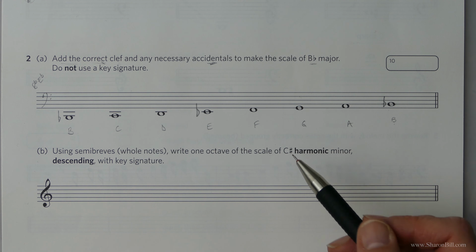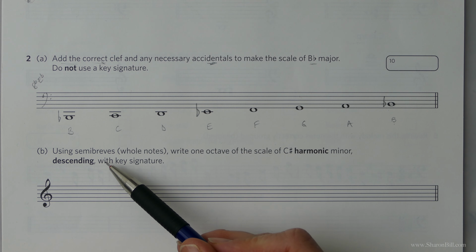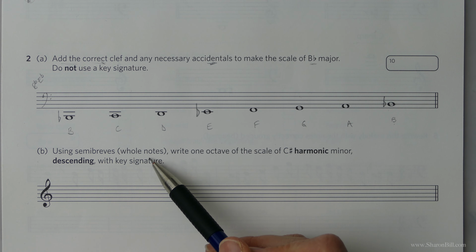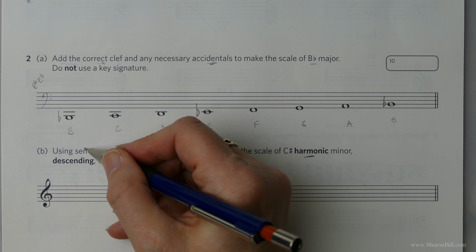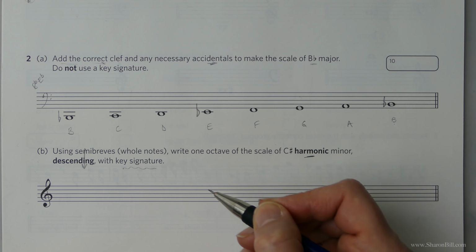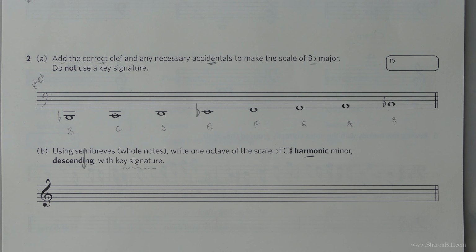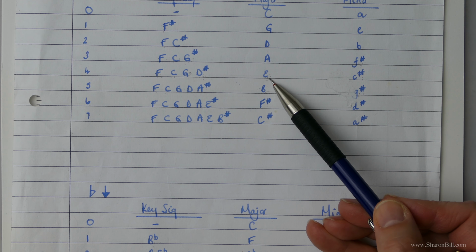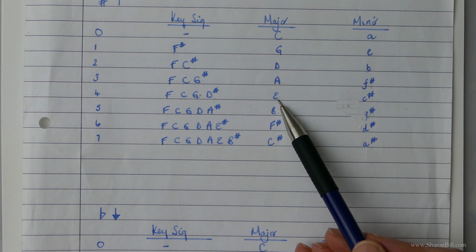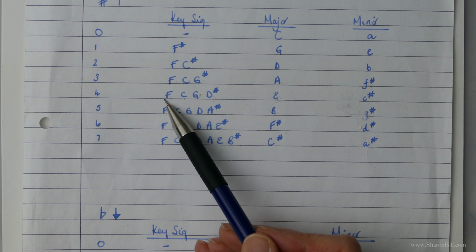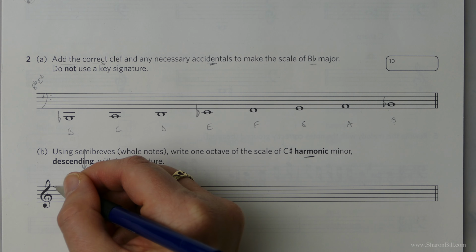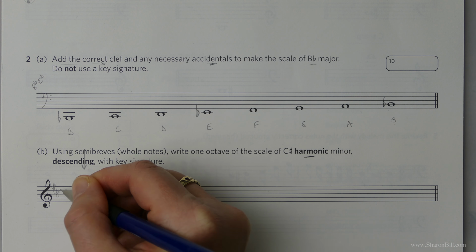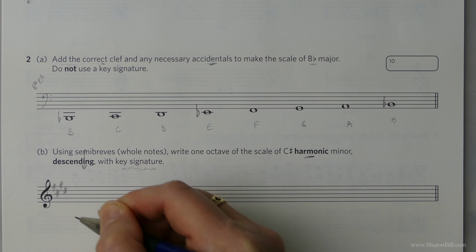And now let's look at this next one. So using semibreves or whole notes, so we haven't got to worry about stems, we just do the note heads. We need to write 1 octave of the scale of C sharp harmonic minor, and we are descending, and we're using a key signature. We're in the treble clef, so C sharp minor is related to E major, so you just need to revise these or just get your circle of fifths down, which has a key signature of 4 sharps: F, C, G, D. So let's pop that in appropriately for the treble clef. F, C, G, D. There we go.